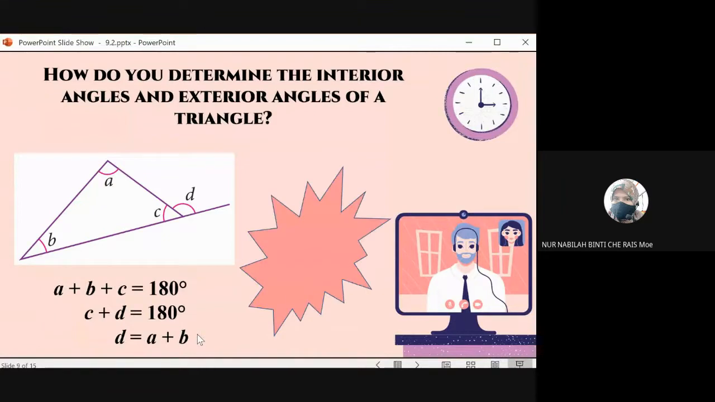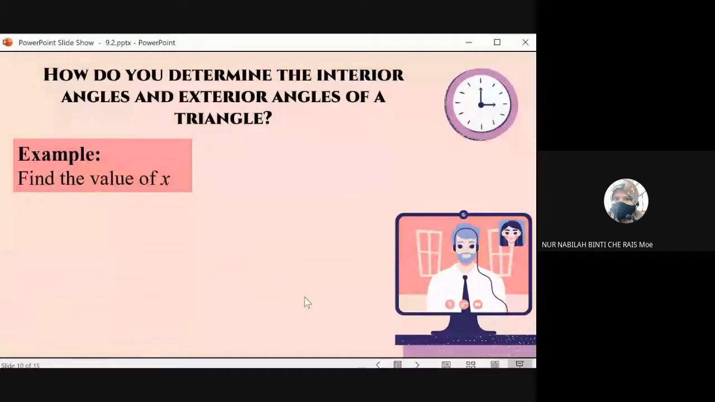Okay, so the most important thing is you have to remember that the sum of interior angles of a triangle, no matter what the shape of the triangle, either equilateral triangle, isosceles triangle, right angle triangle, obtuse angle triangle, scalene triangle, or something like that, all the sum of interior angles must equal 180 degrees. Okay, that one is very important.